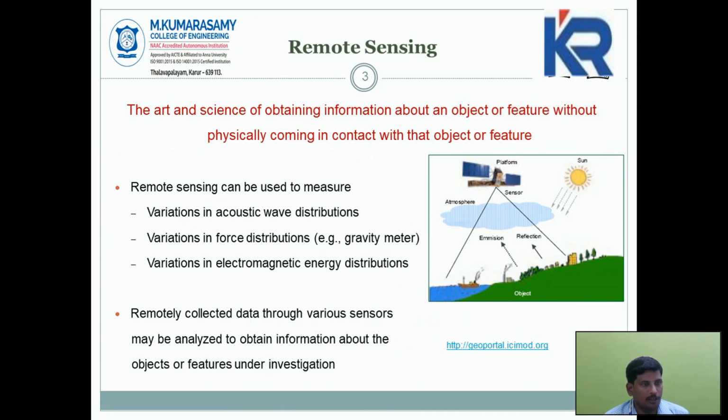Normally, remote sensing is defined as the art and science of obtaining information about an object or feature without physically coming in contact with the object or feature. That means we have to know the information of the particular object without any physical contact.